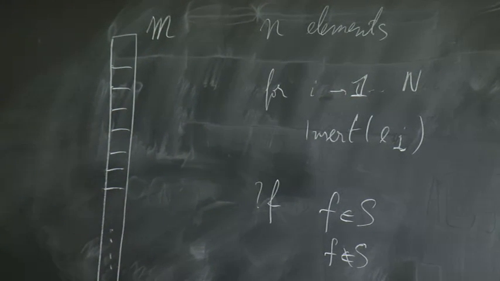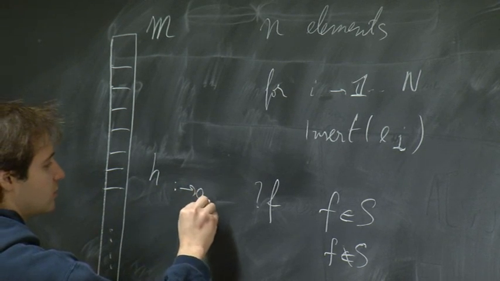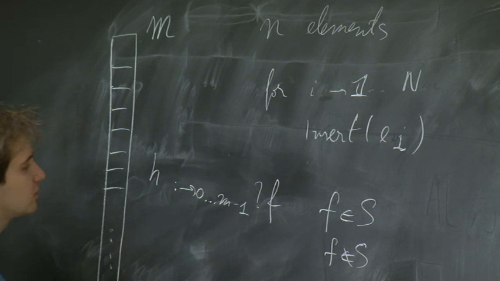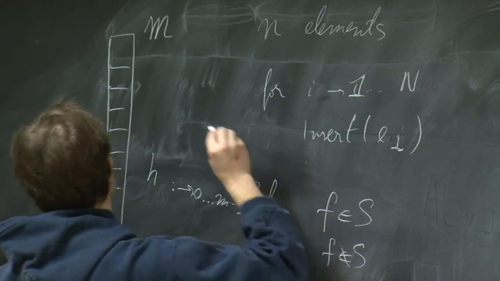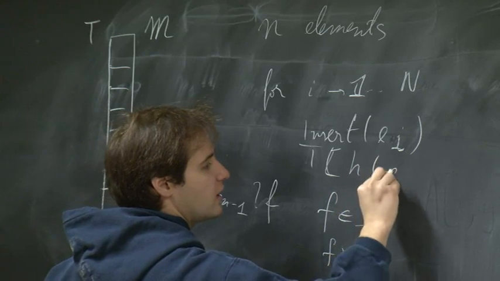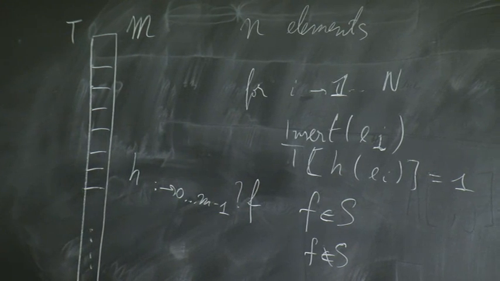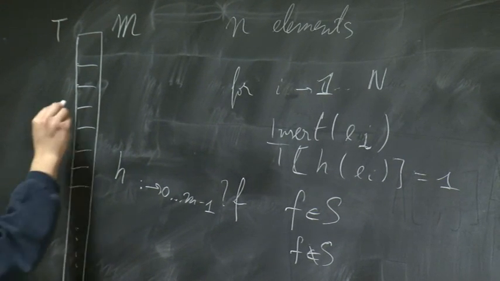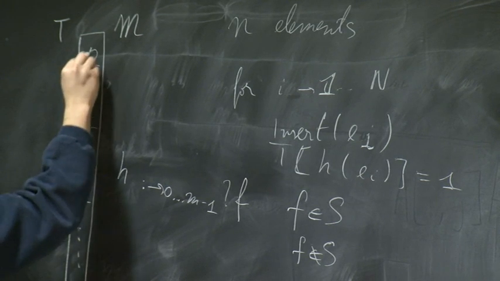So these are m bits. And say we have a hash function that satisfies uniform hashing. So given any element, the value is anywhere from 0 to m minus 1, and they're all independent. The way we're going to insert an element is, this table is t. We're going to say that t of h of ai equals 1. So this is a table of bits. For every element, we hash the element, and we set the corresponding bit to 1. So we're going to have some 1s and some 0s in the table.